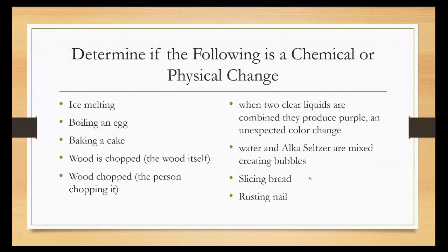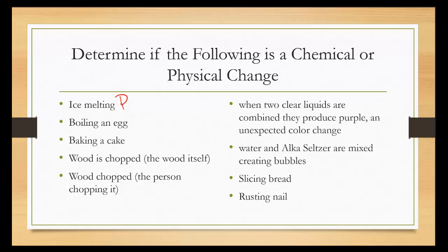So let's go through and try to identify things as either physical or chemical changes. What you want to ask yourself is, A, is it the same thing when it's all done? And B, can you easily change it back? Ice melting. Ice melting means it's going from a solid to a liquid. Can you make it go from a liquid to a solid very easily? That would be yes. That would be physical.